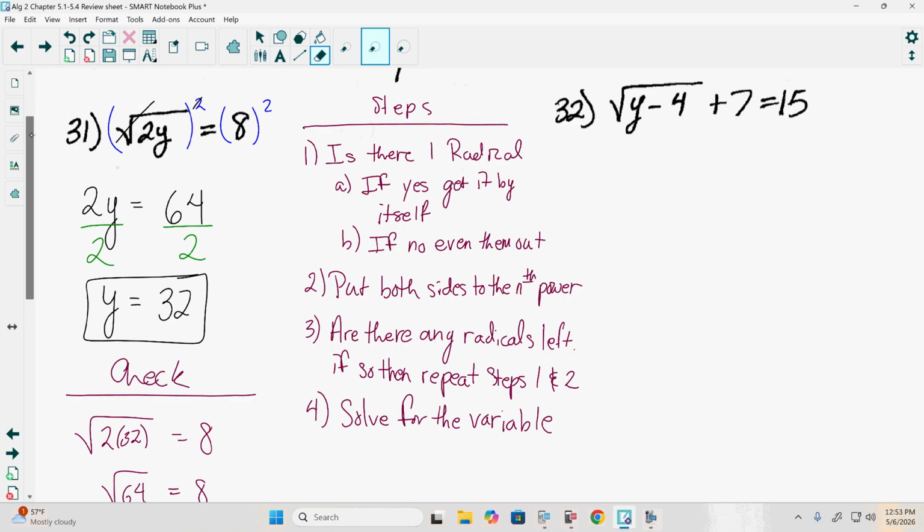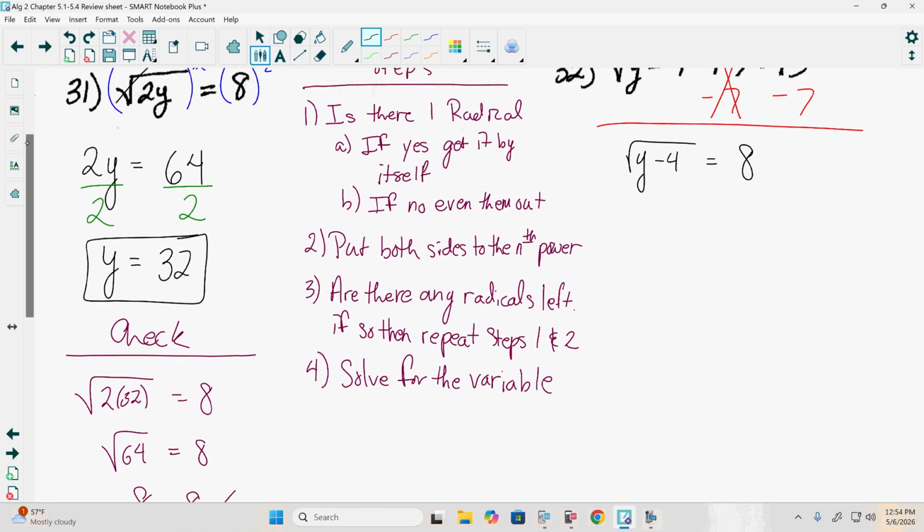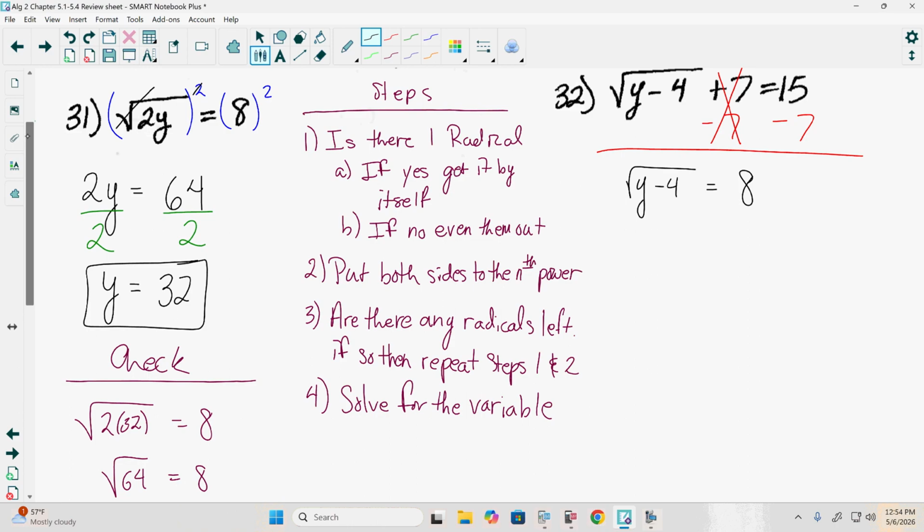32. Square root of y minus 4, plus 7, equals 15. There is indeed one radical. So we need to get it by itself first. And the first thing we can do is subtract 7 from both sides. Yes, because we want to get that radical by itself first. So subtracting 7 will do that. Now it is completely by itself.